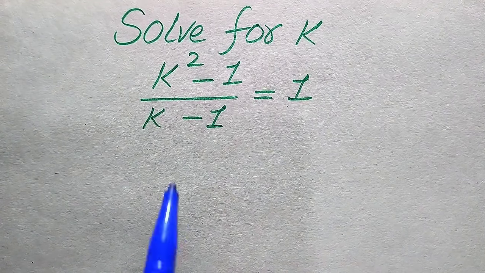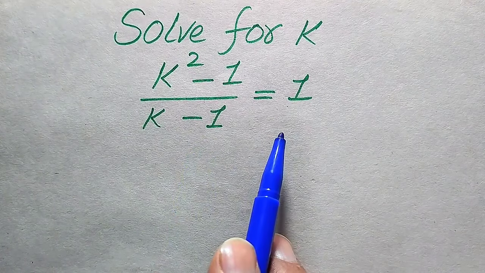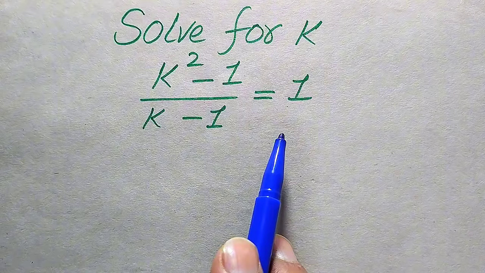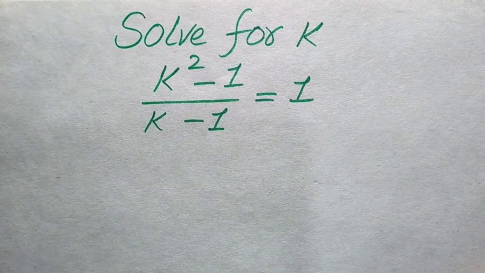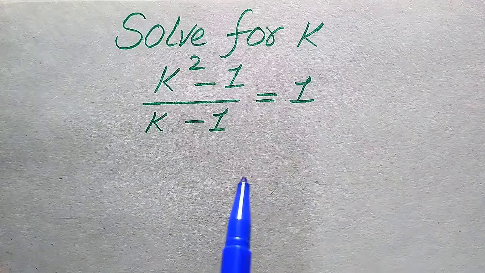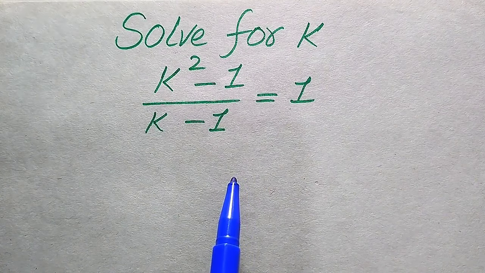So here we have (k² − 1)/(k − 1) = 1, and we solve this problem for all the values of k. First we need to find all the roots of this equation, and at the end we will verify which of the roots are solutions and which of the roots are extraneous roots.